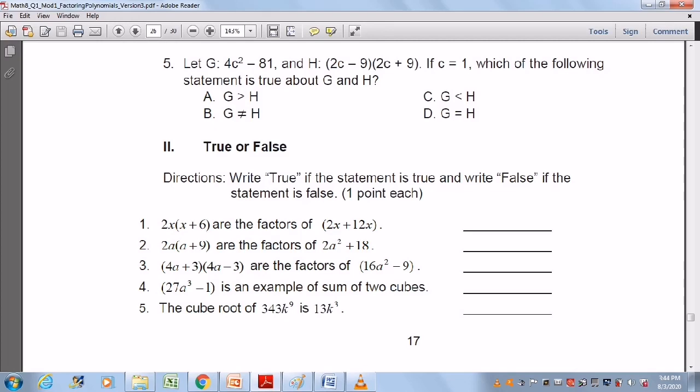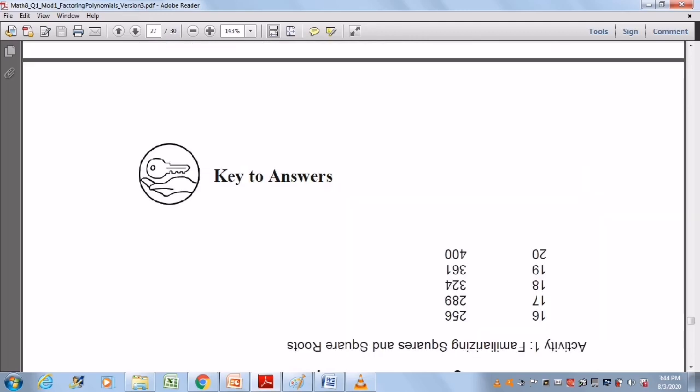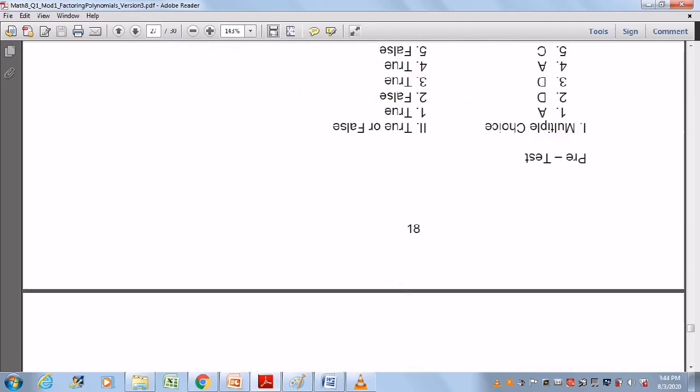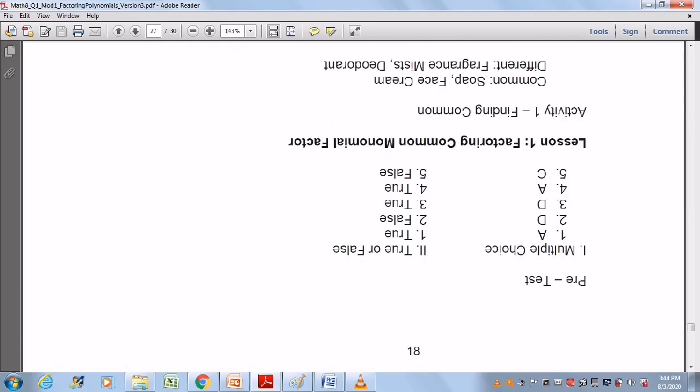So, ito yung true or false na 5 items. Yan. And then, of course, key to answers. So, they are the one to check their work. Ayan, so nakabaliktad yung answers. Most probably, questionable pa din yung honesty. But we will not question that, no? Kung sila ba ay nagsagot ng tapat or hindi. But we always teach them that honesty is the best policy.